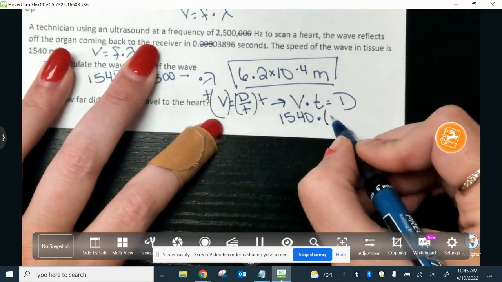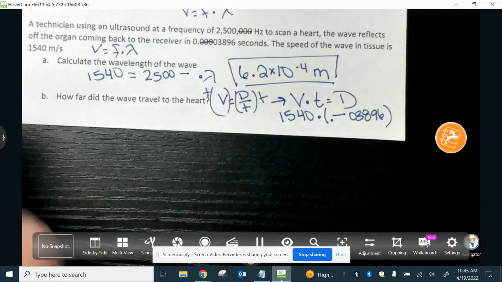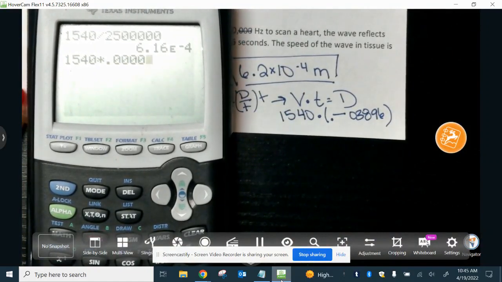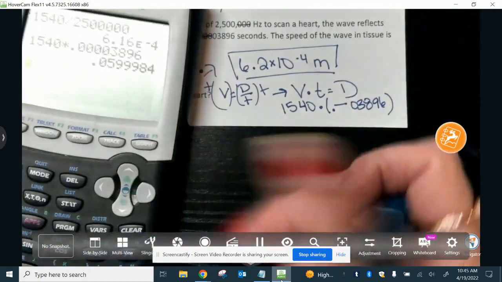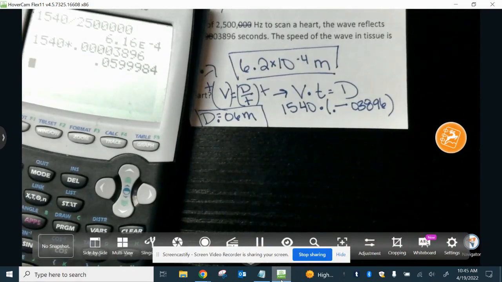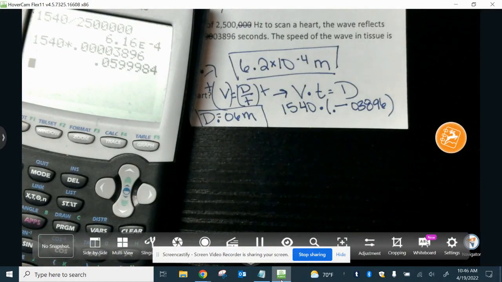1540 times 0.03896. It's going to give me a distance around 0.06 meters, which would make sense because your heart isn't, hopefully, very far from the outside of you, depending on where you're putting that Doppler. So 0.06 meters. Not super deep, because you've got bone right on top. Can't go through the bone, so they usually kind of claw around things.